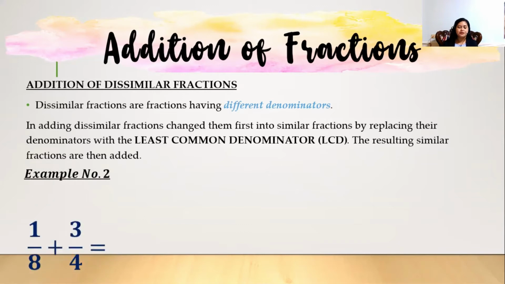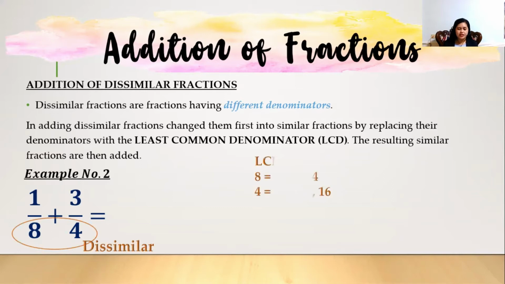Okay, for example, let's have this one, 1 over 8 plus 3/4. As you can see, in the first given fraction, 1 over 8, our denominator is 8. And for the second fraction, 3 over 4, our denominator is 4. So they are different, meaning you cannot add the two fractions directly. We need first to find the LCM so that we can get the LCD, or the least common denominator, for both fractions. So how do we find the LCM?